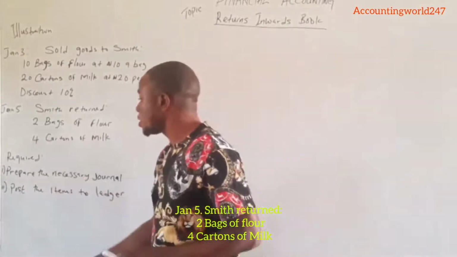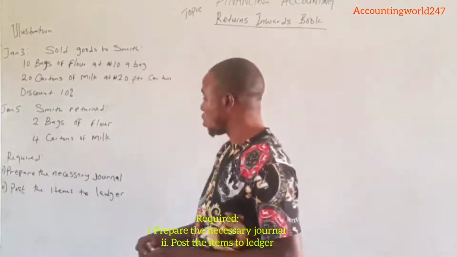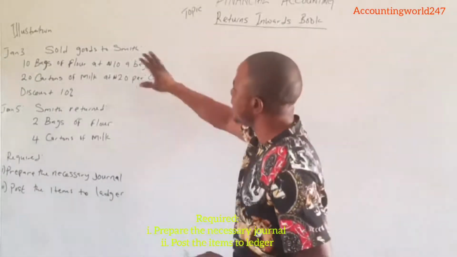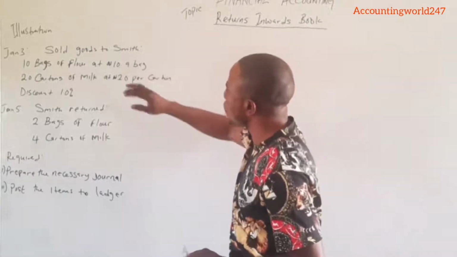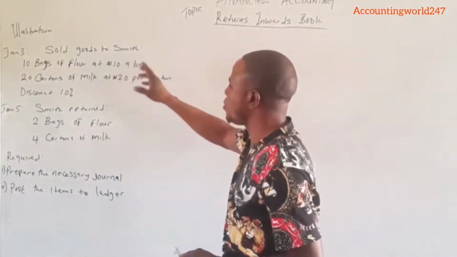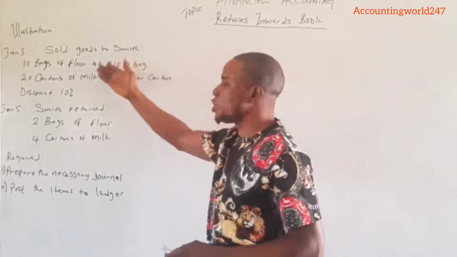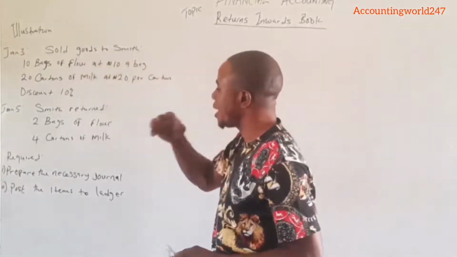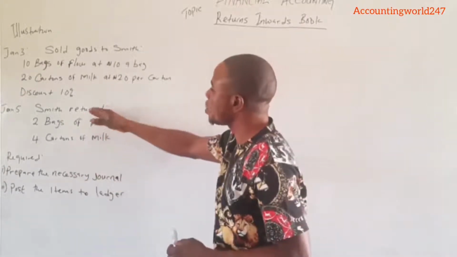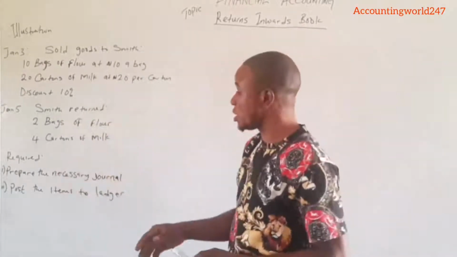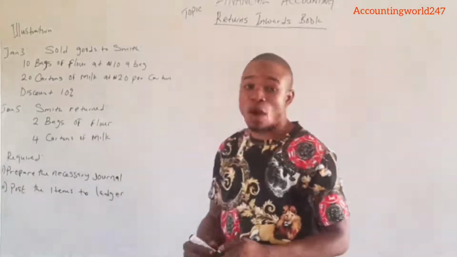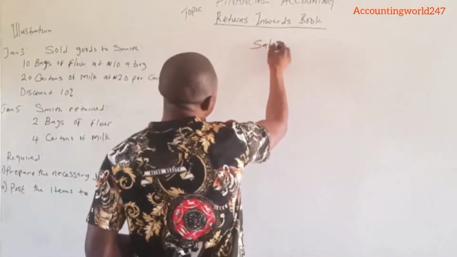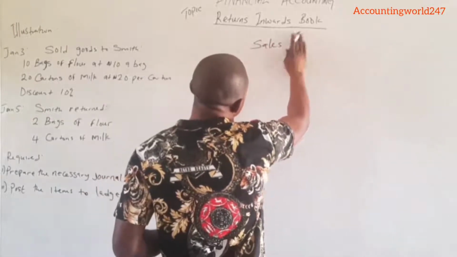Then required, we have to prepare the necessary journal and post the items to ledger. When we look at this illustration, the first journal that we prepare will be the journal for the sales day book, because we have sold goods to Smith. Then later, we have to prepare the journal for the return inwards before the preparation of the ledger. So let's start one after the other. The sales day book journal will be prepared. Sales day book.